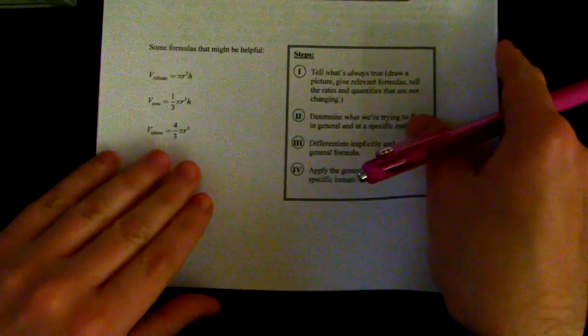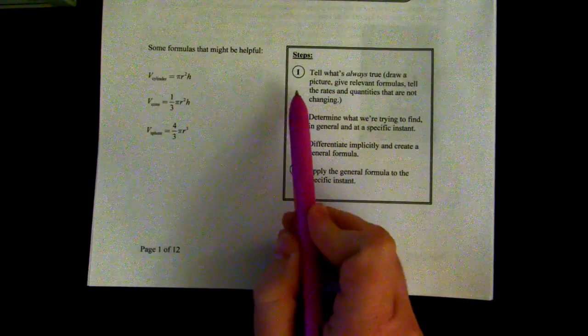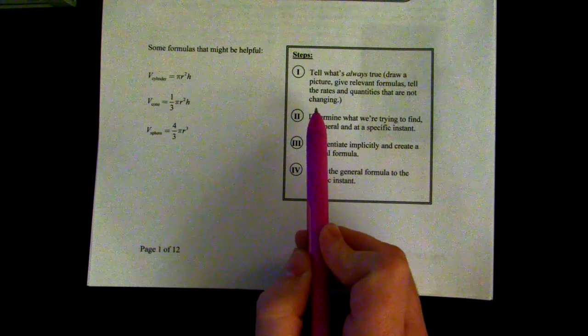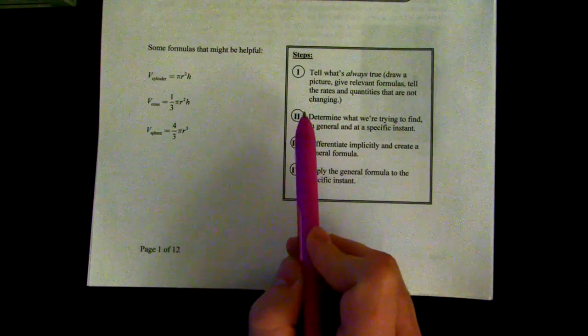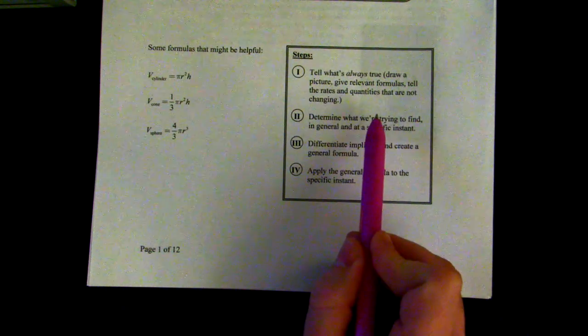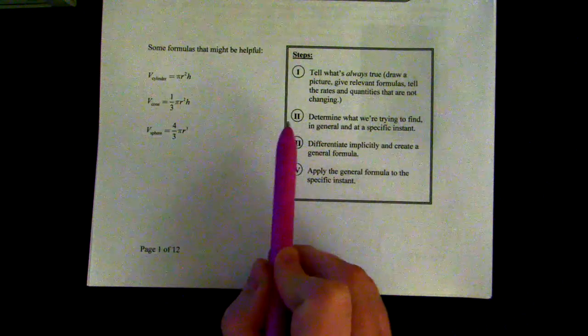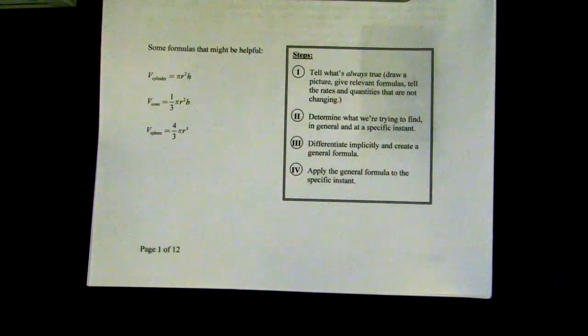Here's what we're going to do. And there is a 4-step process we're going to use to solve all of these problems. Going back to the first page. The first thing we're going to do is we're going to tell what is always true. Maybe a formula that always holds, a rate that is a constant rate, things that are not changing. Maybe a value that's not changing. In part 2, I'm going to try to figure out what exactly this problem is looking for me to find in general and at a specific instant. We'll see what that means in a moment.